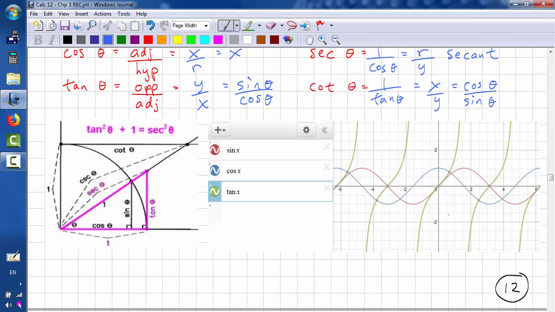Okay, so you should know what each function looks like. This blue one is cosine, because it starts at the maximum on the y-intercept. Sine starts at 0 on the y-intercept. And tangent, this is minus pi over 2, and this is pi over 2. It starts at negative infinity and goes to positive infinity from negative pi over 2 to pi over 2. And these are vertical asymptotes.